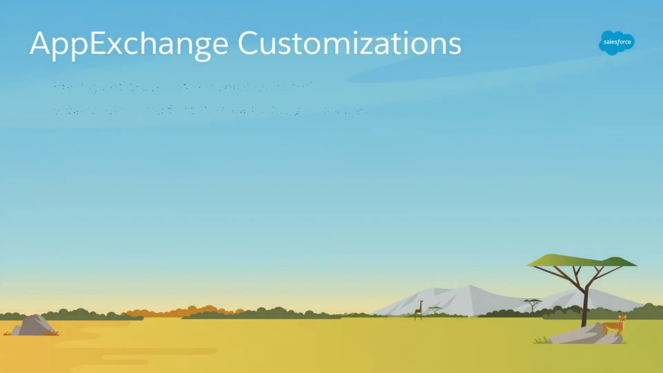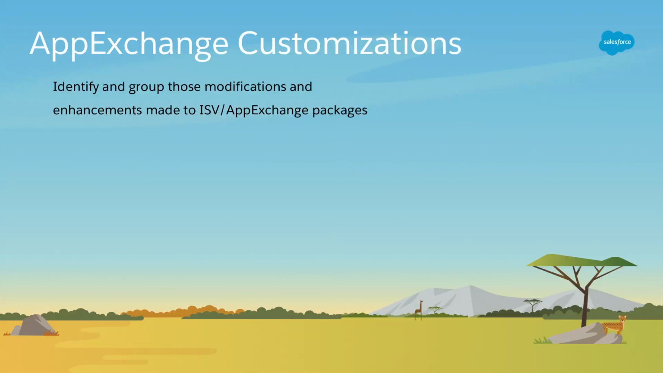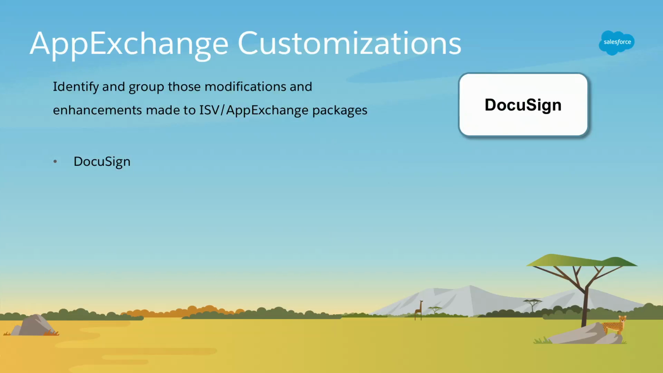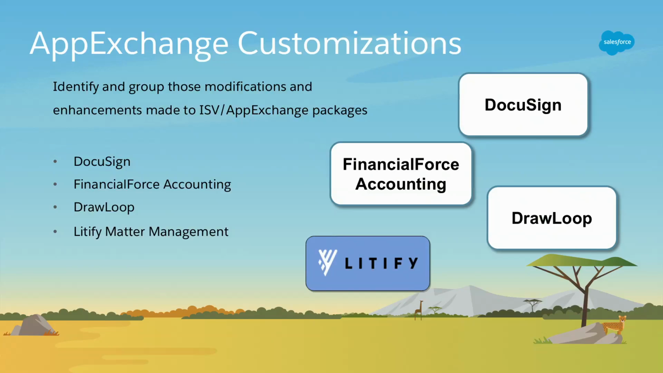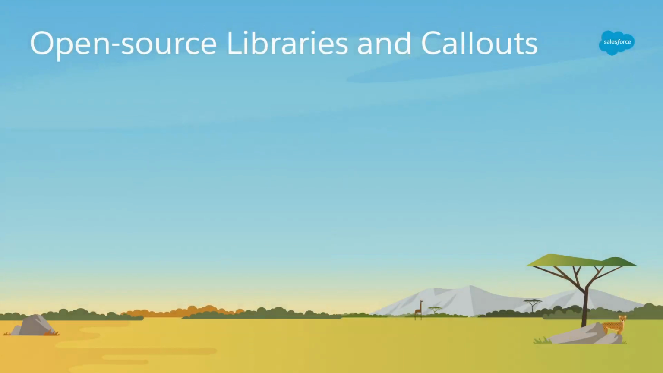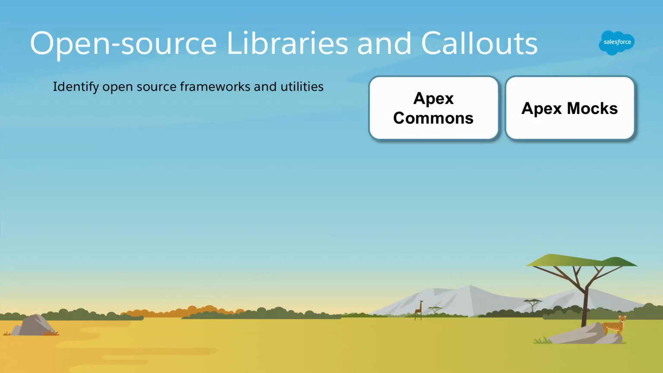We looked at it in a different direction. We started identifying and grouping those modifications that we have made to AppExchange ISV packages. Things like DocuSign, Financial Force Accounting, Draw Loop, and for us, Litify.com's matter management package. These were customizations that we knew were specific to that particular ISV, and so they were sort of dependent, if you will, on that ISV package. We had a couple of open source libraries, things like the Financial Force libraries of Apex Common and Apex Mocks. Everybody familiar with those? Maybe? Good, decent show. But there are various open source frameworks. If you haven't checked them out, I highly encourage you to.